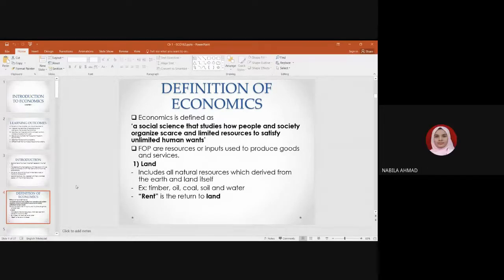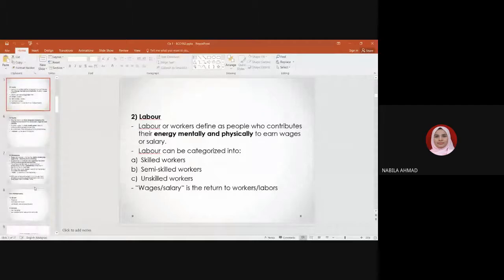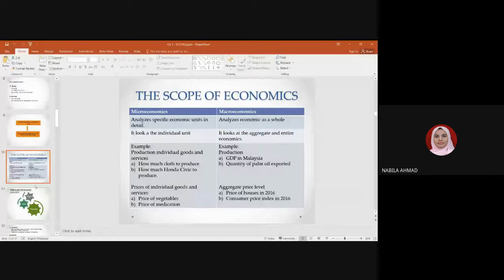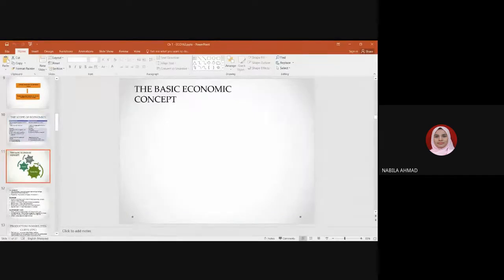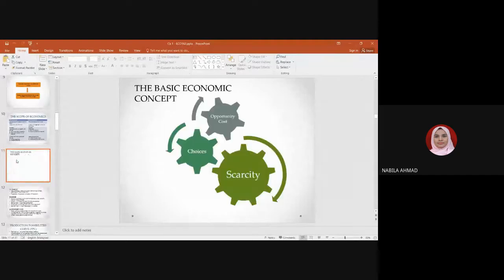Nampak. Alright, so hari tu kita dah tengok definition of economics, and then we have learned 4 factors of production, and then we have looked at the scope of economics and the basic economic concept. Okay, so basically there are 3 basic economic concepts: scarcity, choices, and opportunity cost.